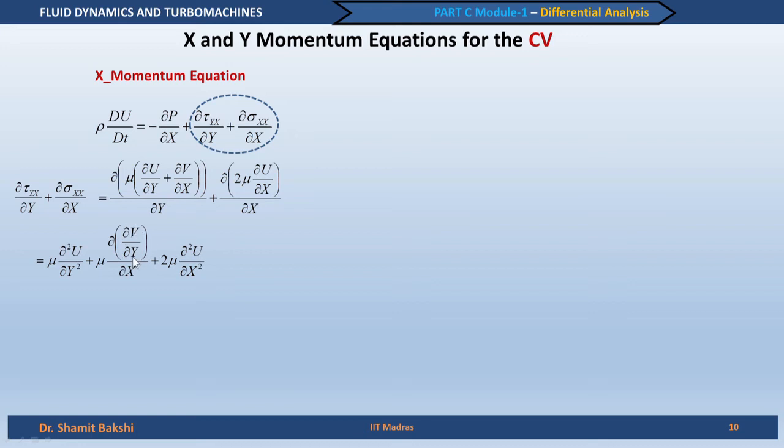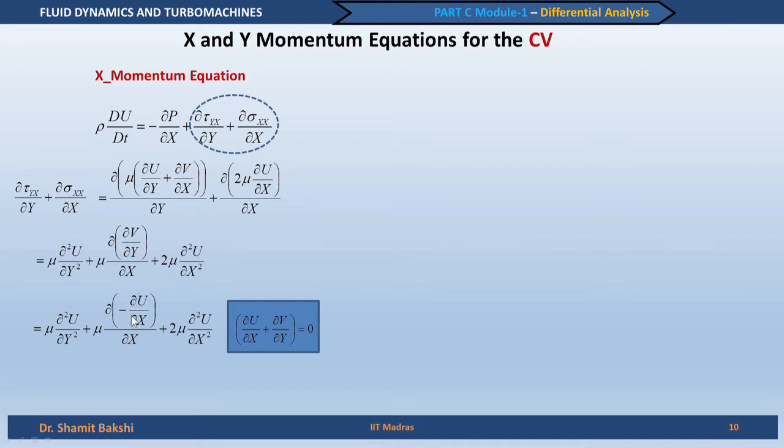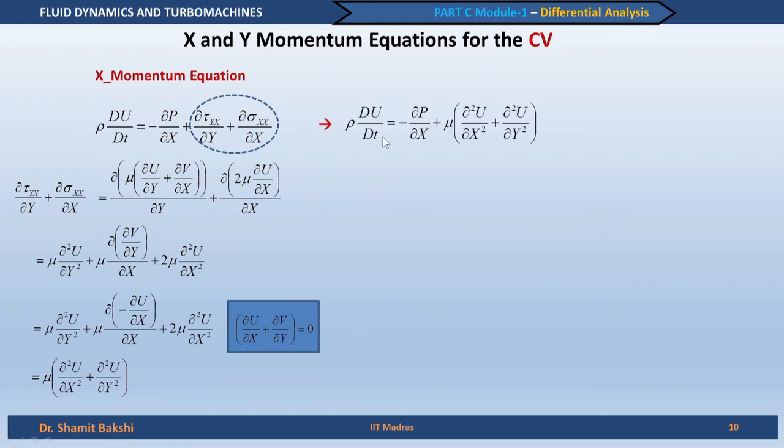Now, if we look at this expression carefully, del v by del y is nothing but minus del u by del x, because we are considering a 2D incompressible flow. So, del u by del x plus del v by del y is equal to 0, and del v by del y will be minus del u by del x. Plugging in that value here, we can simplify further to mu into del 2 u del x 2 plus del 2 u del y 2. This is our final expression, which can now be plugged into the original x momentum equation. So, this is our final form of the momentum equation.